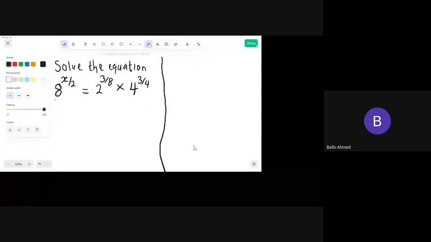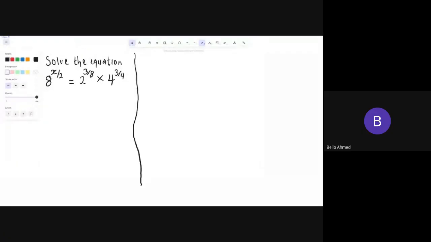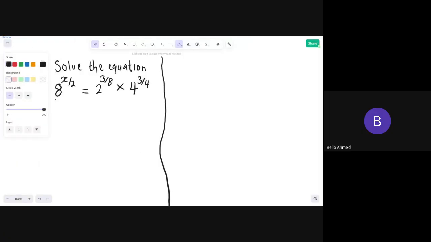Good day, everyone. So we want to quickly solve this problem. Solve the equation 8 raised to the power of x over 2 is equal to 2 raised to the power of 3 over 8 times 4 raised to the power of 3 over 4. You have to solve this.